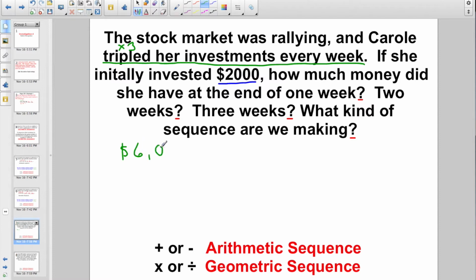The stock market really must have been on a roll, right? And then it said it tripled again in week 2, 6,000 times 3, that would be 18,000, right? And then she tripled it again in the 3rd week. So I'm going to take this 18,000 that I just wrote down and I'm going to times that by 3. Can we do it mentally in our head? I don't know.